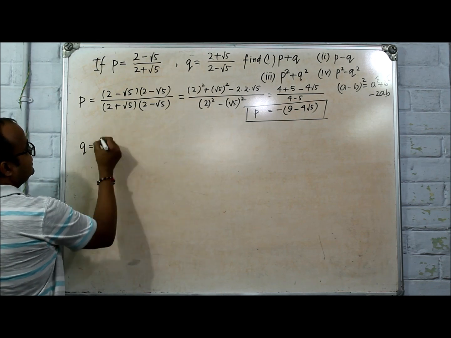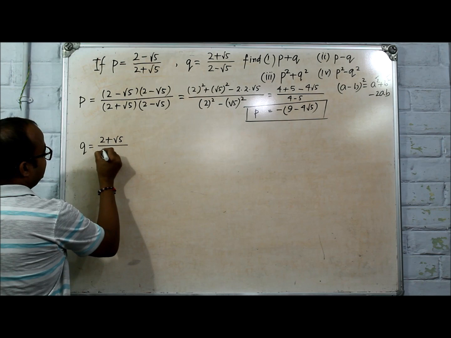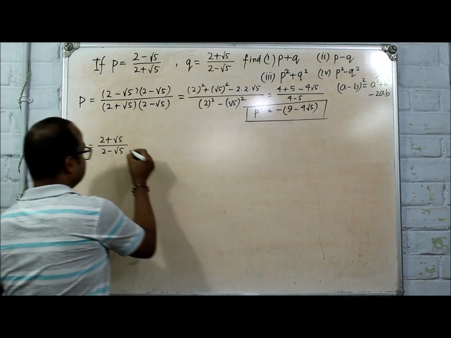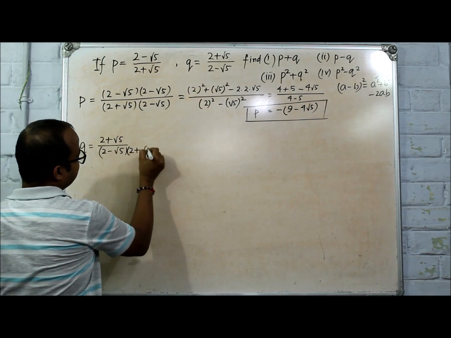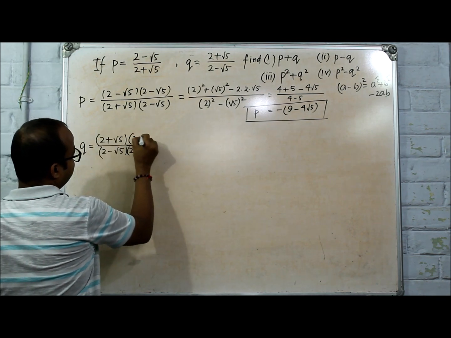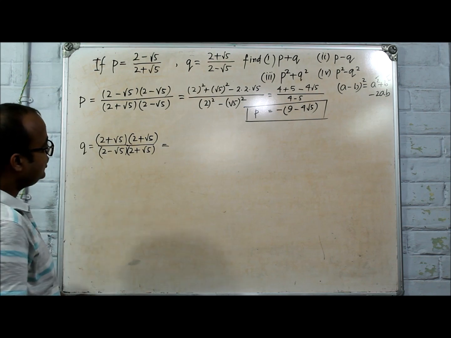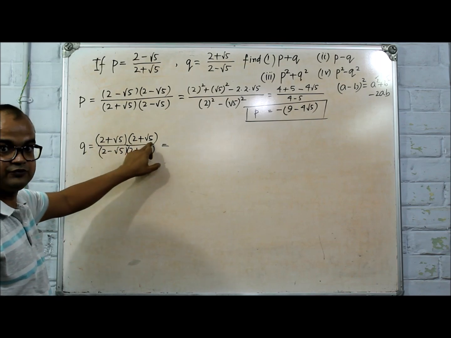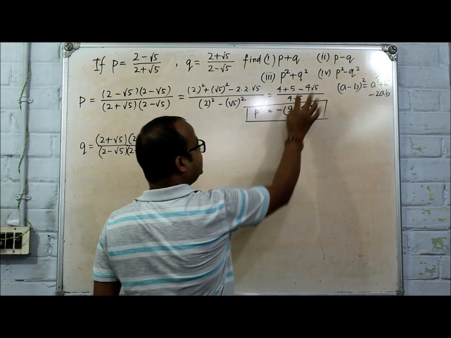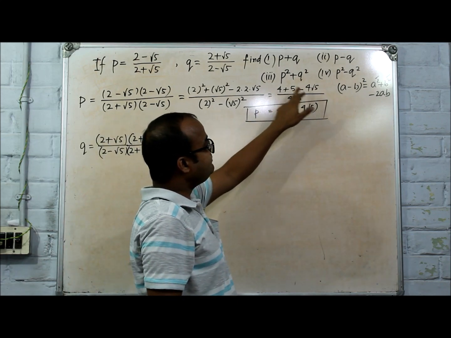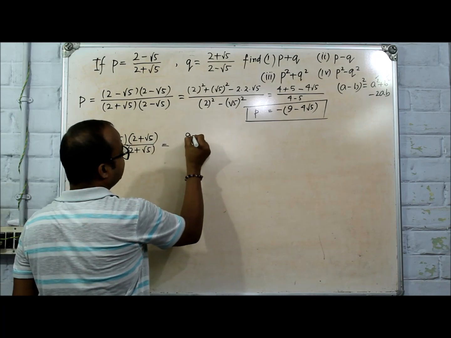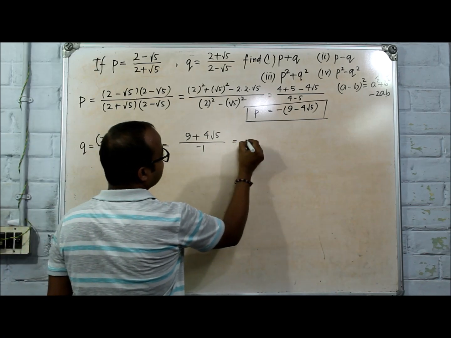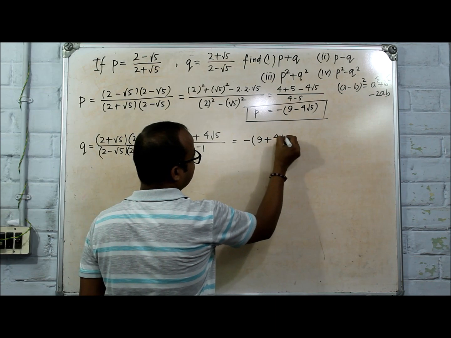Q is given as 2 plus root 5 by 2 minus root 5. Now see, these are the reciprocal. So we multiply it by 2 plus root 5, 2 plus root 5. Now if you observe, here we are applying a minus b square. Here we need to apply a plus b square. A plus b square, only difference of this sign. That means here we are getting 9 minus 4 root 5. So if you simplify, you will get 9 plus 4 root 5 by denominator remains the same, that is minus 1. So you are getting minus of 9 plus 4 root 5.